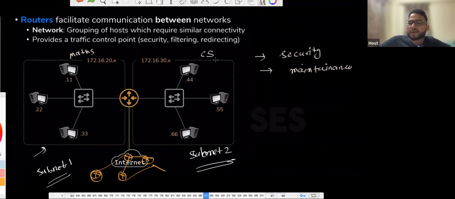Or maybe a similar set of rules you can put for the computer science department, right? Maybe it's a different set of rules for math and computer science department. Can I differentiate between the sets of rules? Yes, definitely. The router will say that based on the interface ID.